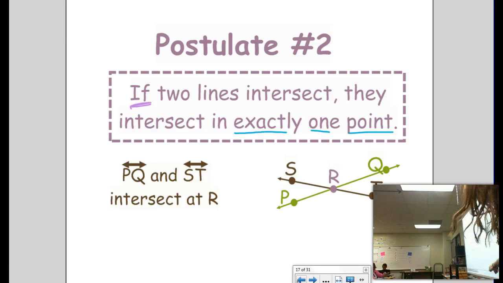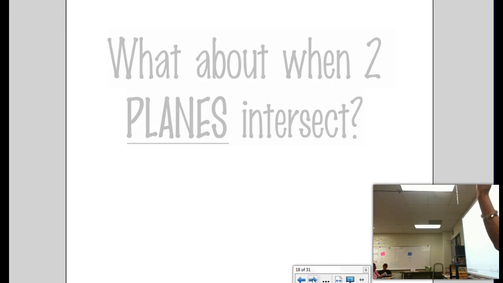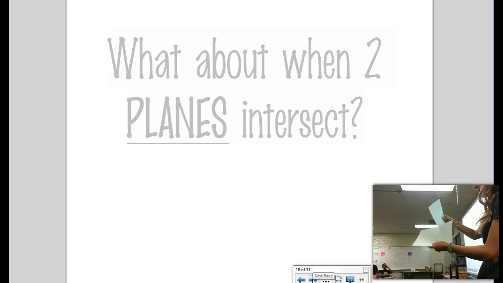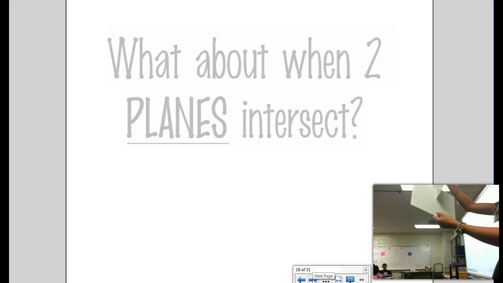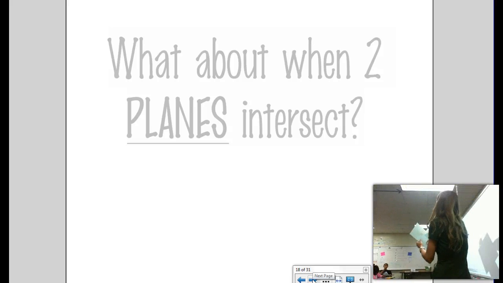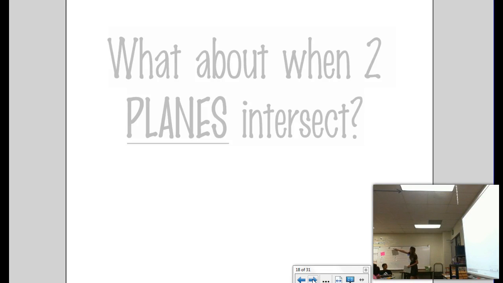All right, postulate 3. Well, we already talked about when 2 lines intersect, you get a point. But what about when 2 planes intersect? What would you get? When this side of my classroom intersects the ceiling, do they touch at a point? Do they touch at a line, or do they touch at a plane? A line, the crease, right there, like the molding.